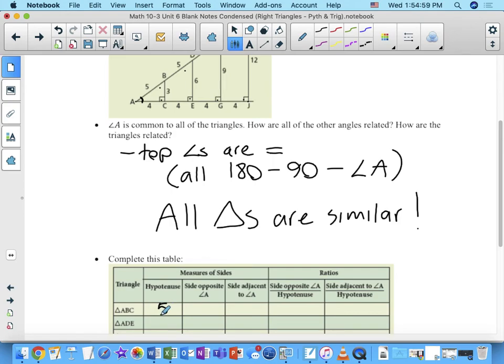The side opposite angle A, opposite is like across from. Don't pack up yet. That's 3. So that's the side opposite. The side adjacent. Adjacent means next to or beside. So the side adjacent is 4.